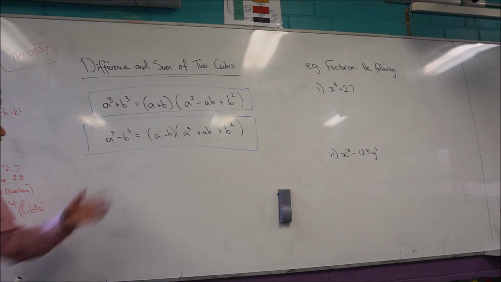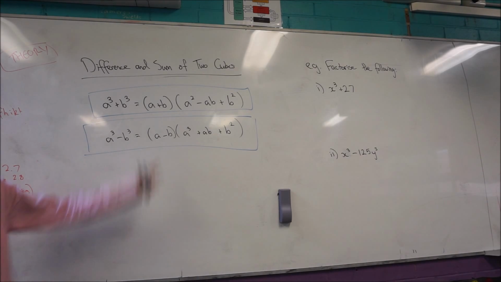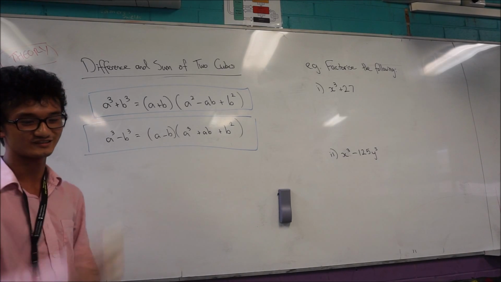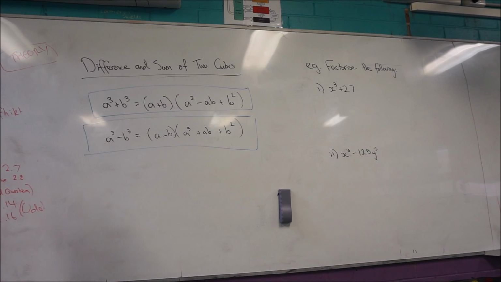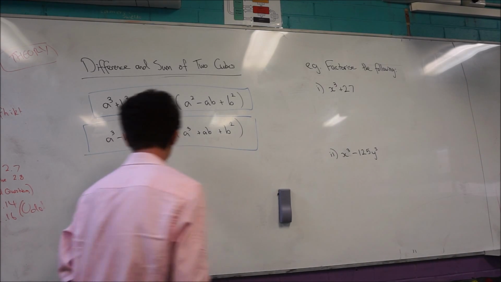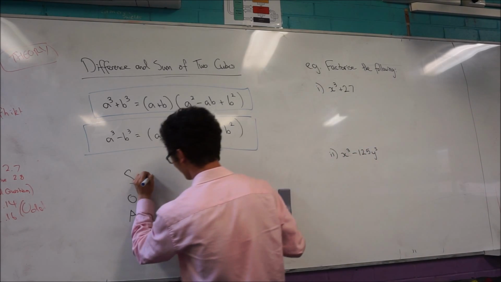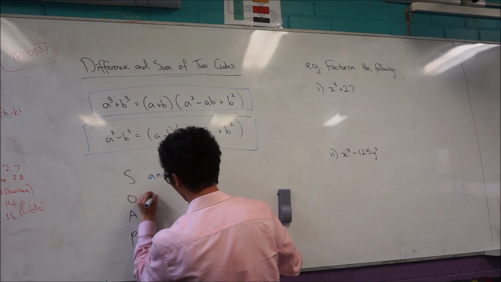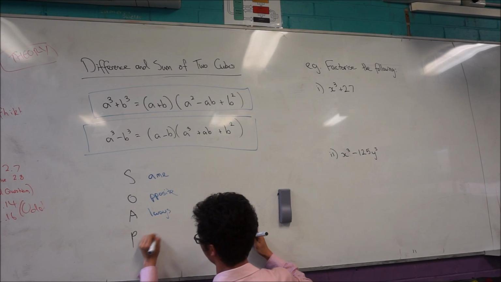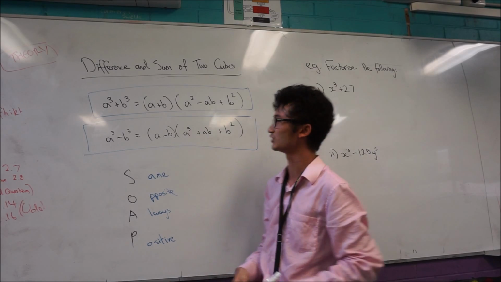So all you have to do is think about what these values are, and you don't actually have to think about the signs, because there's a little trick to remember them, and it's the same trick you use when you wash your hands. So, what does soap have to do with mathematics? Well, it tells us the signs that we're going to need to use for this expression. So, this is what it stands for. Same, opposite, always positive.